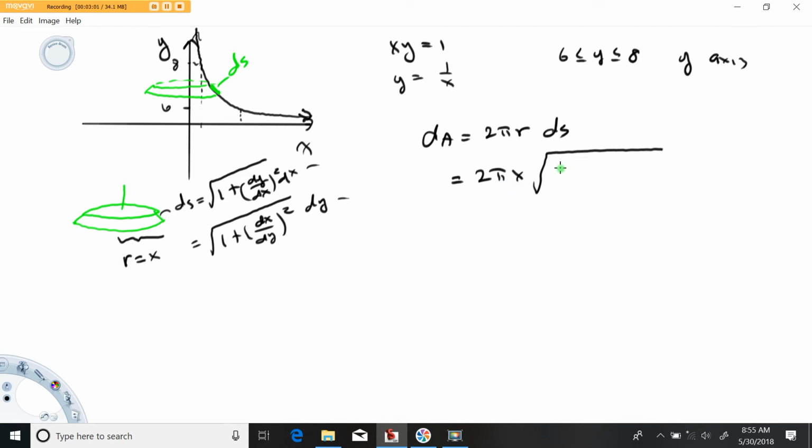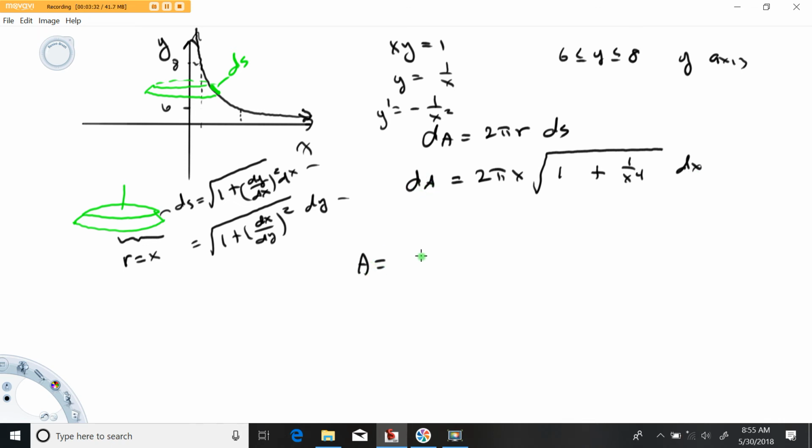Because I've got an x here, I'll go ahead and set it up with respect to x. So this is going to be 1 plus, this term will be dy dx squared. Now, last time I did this, I goofed this up, so I'm going to be cautious here. Here's my y, so dy dx is going to be minus 1 over x squared, because this is x to the minus 1. So this term, by the time we square it, is going to be 1 over x to the 4th dx. Alright, so here's our expression for dA.